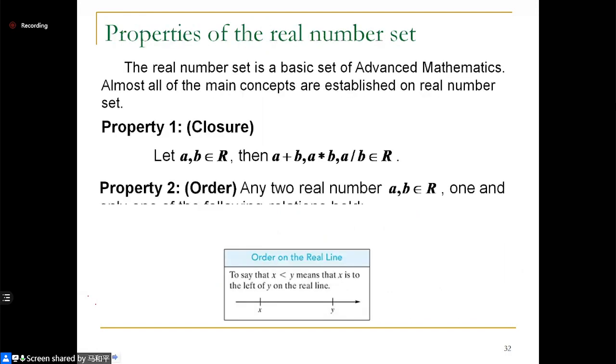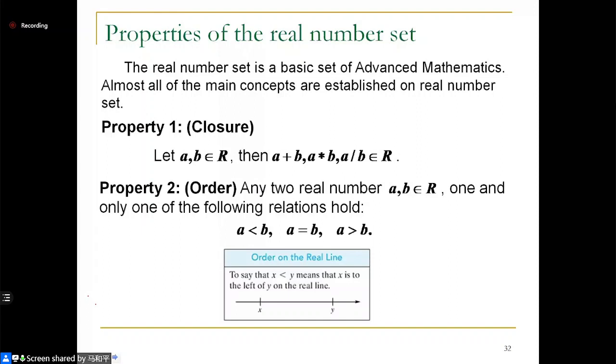The real number set is a basic set of advanced mathematics. Almost all of the mathematical concepts are established on the real number set. Property one is closure: if A, B belong to R, then A plus B, A multiplied by B, and A over B belong to R, right?